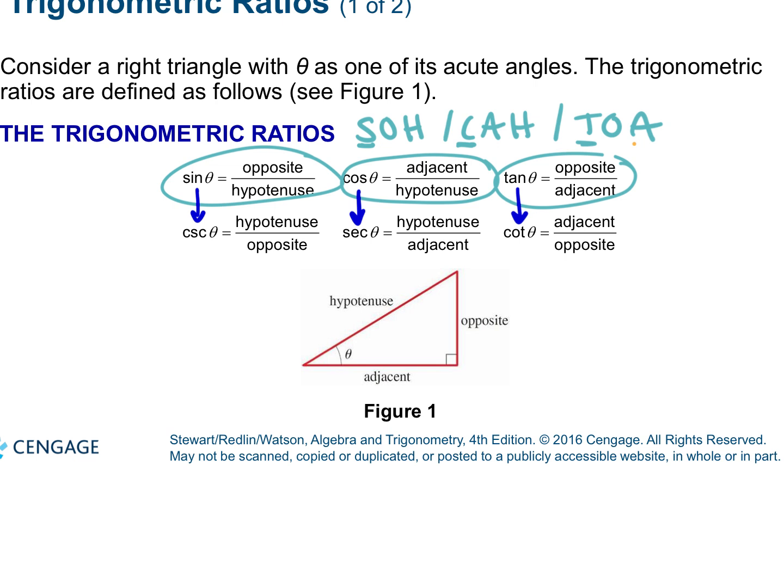Now, the opposite and adjacent depend on where your theta is. So it'll give us an angle theta. So here are thetas down here. Opposite is the side that is not touching theta at all. Adjacent's the one that's right next to theta. And our hypotenuse is going to be opposite of the right angle.